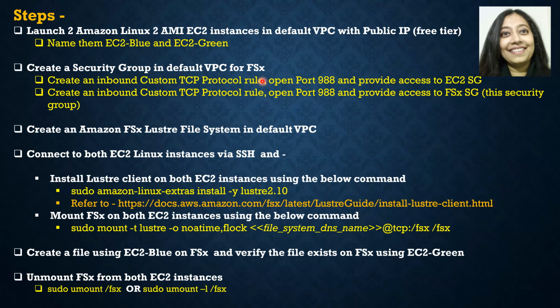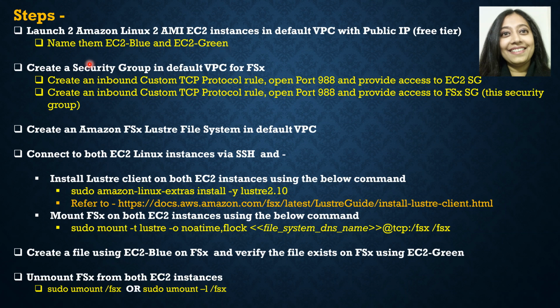Let us now review the steps for this tutorial and demo. First, we will launch two Amazon Linux 2 AMI EC2 instances in our default VPC with public IP enabled. You can definitely leverage the free tier instances for this tutorial. We will name these instances EC2 Blue and EC2 Green. Now, these are the names that I will provide to my EC2 instances. You can provide any names that you like.